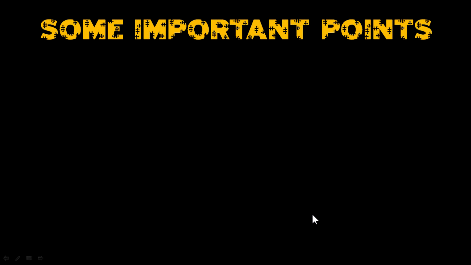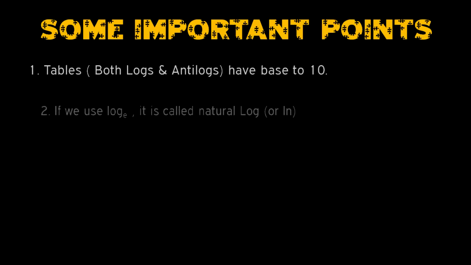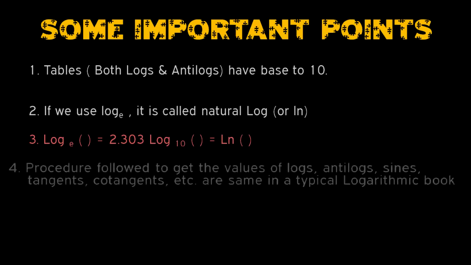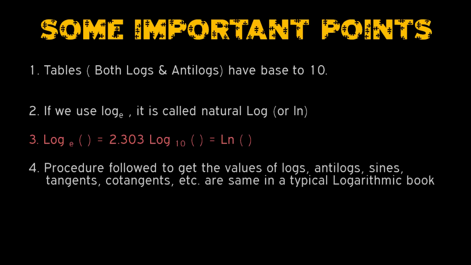Now, finally, let us revise it. I know I've thrown a lot of information at you, so let us just revise what we have done. Tables give base 10. Log e is also known as natural log. To do that, multiply log base 10 with 2.303. Now, in a typical logarithmic book, tans, cotans, and so on will also have the same procedure to find the values using tables, although their properties and rules may vary.